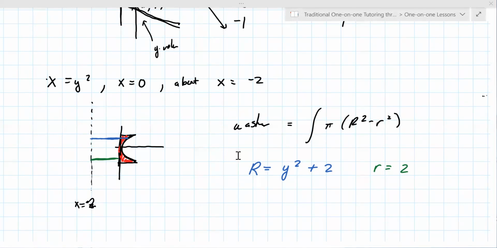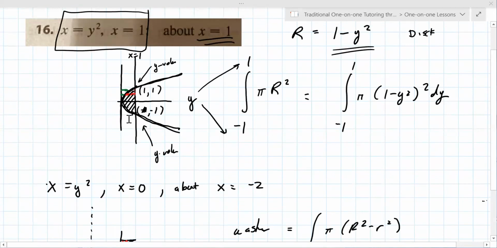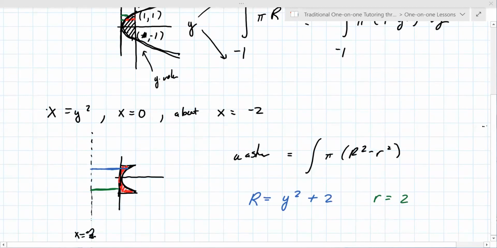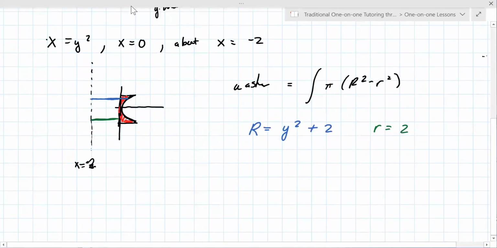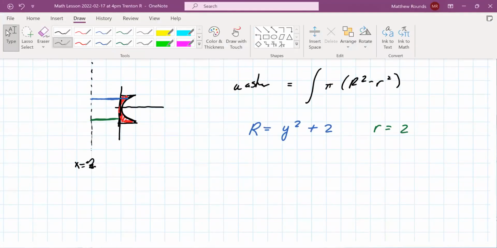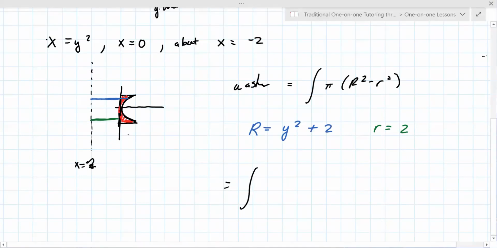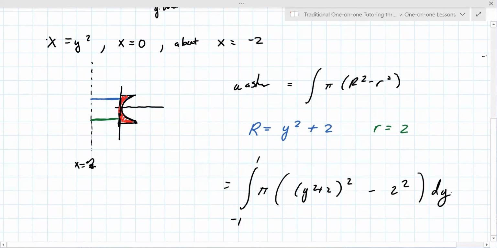Is that okay? I mean, is that clear? Yep. Okay, because it's really kind of the same. It's a different region, but it's the same kind of stuff here. But because there's a gap, it's a washer problem. So it becomes the integral. Okay, and your lower bound is still this y value or this -1 to 1. And then pi, big R squared is y squared plus 2 squared minus 2 squared dy.